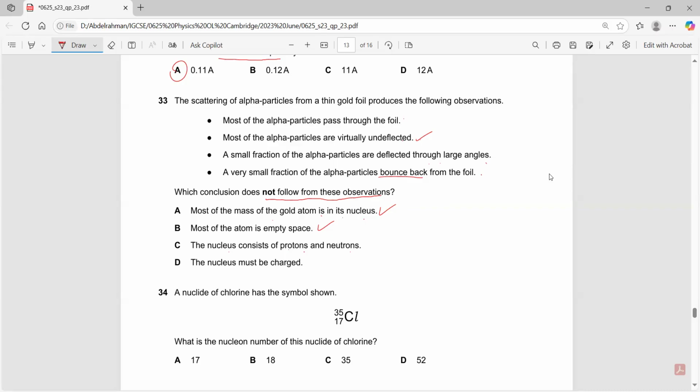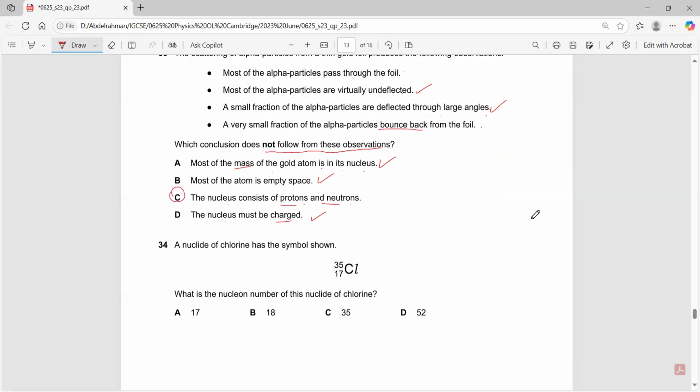Let's check on D. The nucleus must be charged. Yes, the nucleus had to be charged, because some of the alpha particles were deflected at large angles. They were repelled. They knew that the nucleus was heavy, most of the mass, and they knew that it was charged, but they did not know that it had protons and neutrons when they conducted this experiment. They did not know that for a fact.